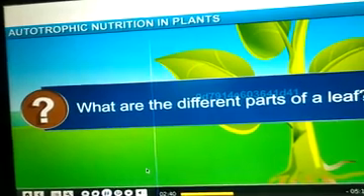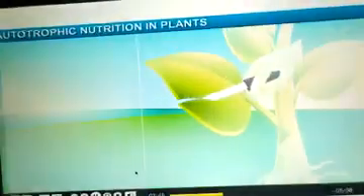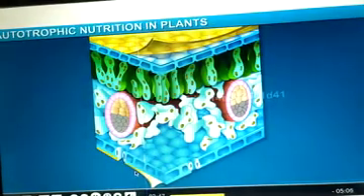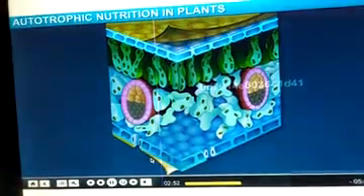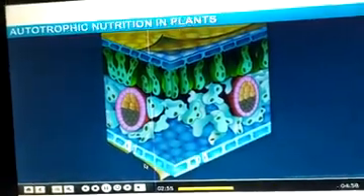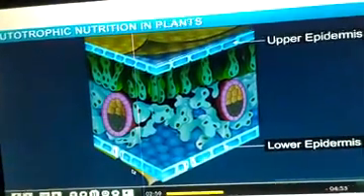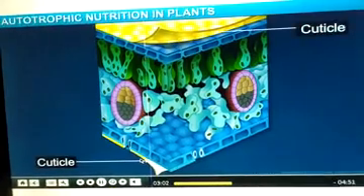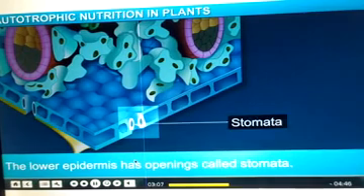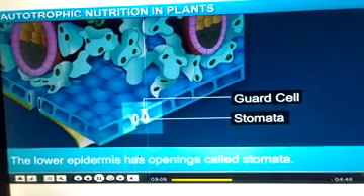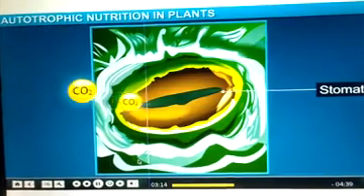What are the different parts of a leaf? If we take a section of the leaf, we see that it is a complex structure divided into a number of layers. The uppermost and lowermost layers are called the upper and lower epidermis. They are protected by a thin layer of cuticle. The lower epidermis has openings called stomata, surrounded by the guard cells. The stomata take in carbon dioxide from the air.